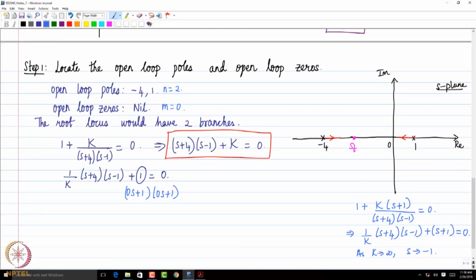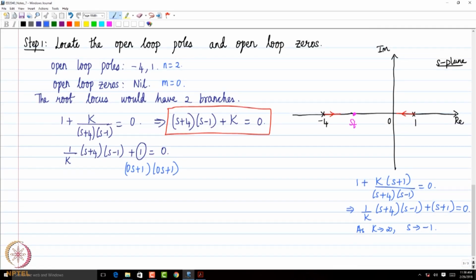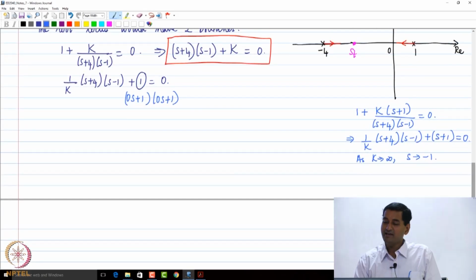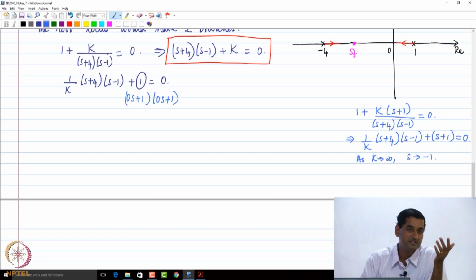So what it means is that, as k tends to infinity, the first term goes away, right? As I told you, this is not a very tight way of showing things, but imagine, that's why I told you this example. In this case, there was one open loop 0. So let me pull these things up. As k tends to infinity, s plus 1 becomes 0, s equals minus 1. So you have one branch going to an open loop 0. But then there is one more branch, right? What would happen to this?